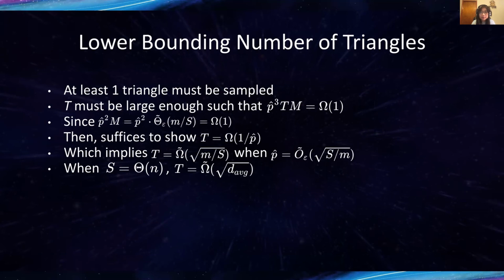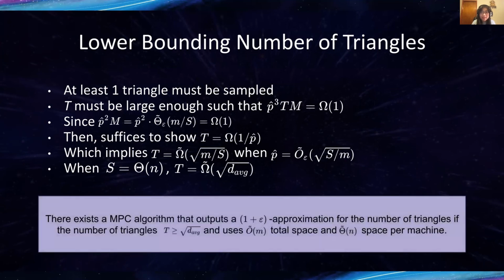Since we set p to be theta tilde of square root of s over m, this implies that t has to be greater than theta tilde of square root of m over s. Then, when s equals theta of n, t has to be at least square root of m over n, which is equal to the square root of the average degree.